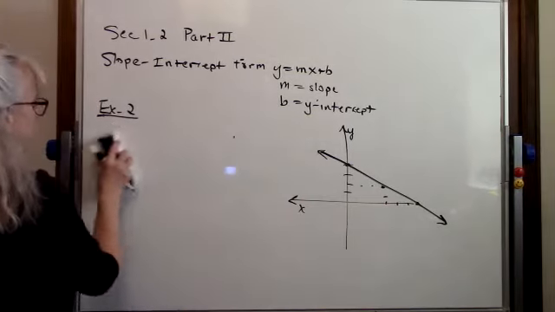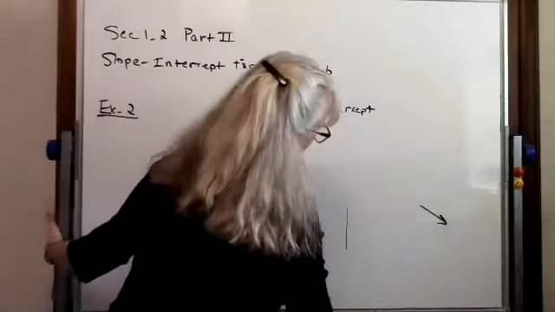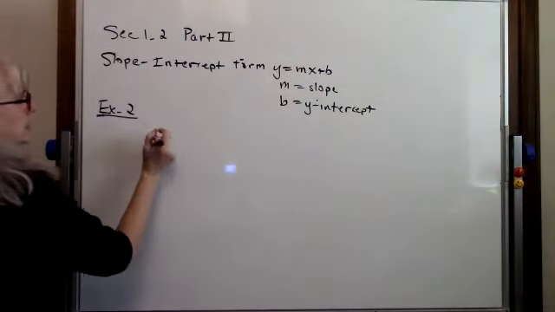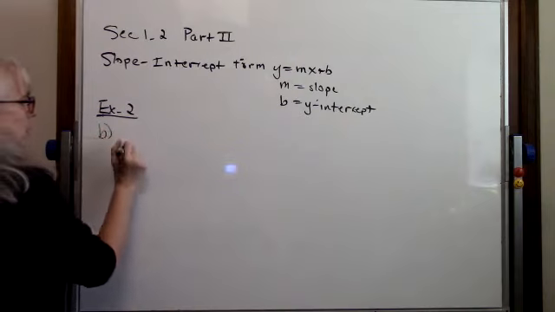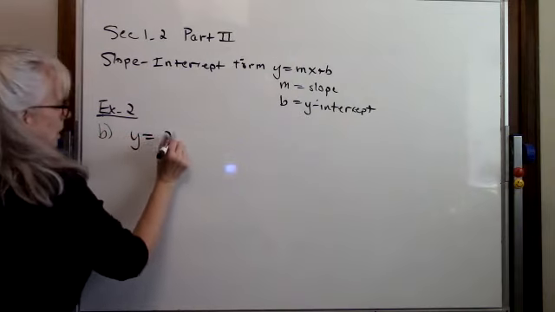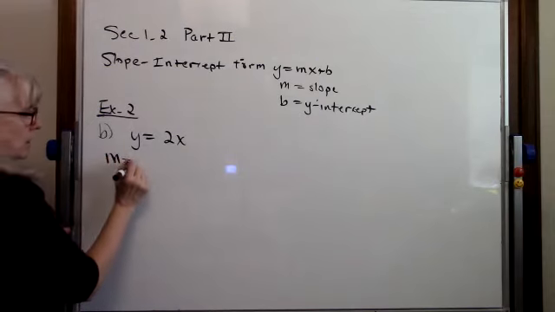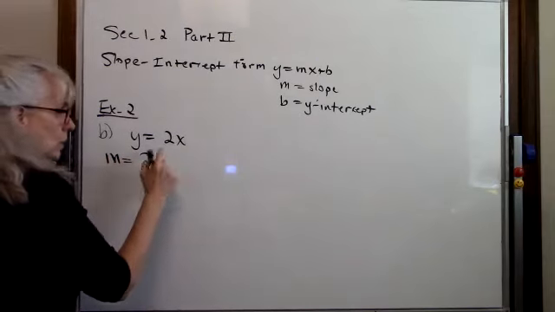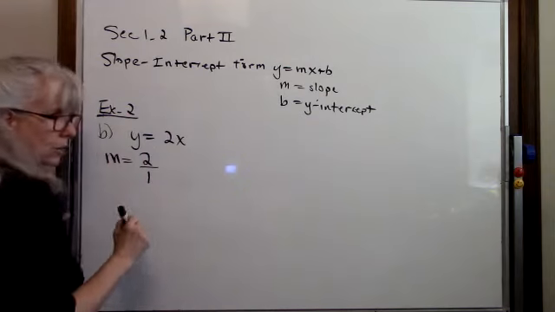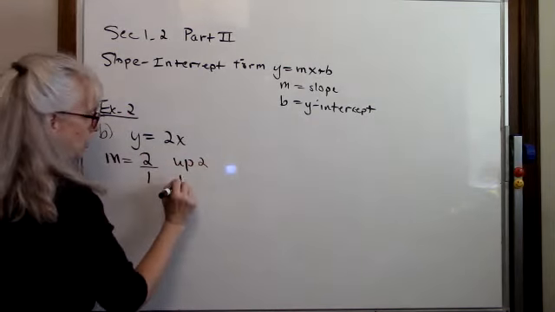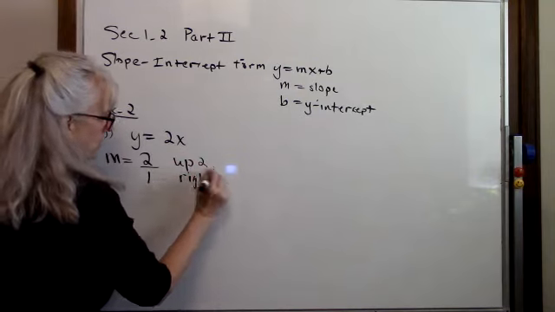The second part of example 2 has us graph y equal 2x. So this is part B. I'm going to graph y equals 2x. Same thing again, we're going to go find the slope. In this case, the slope is the 2. I'm going to put it over 1 in order to have my rise and my run. So we're going to go up 2 because it's a positive 2 and to the right 1.